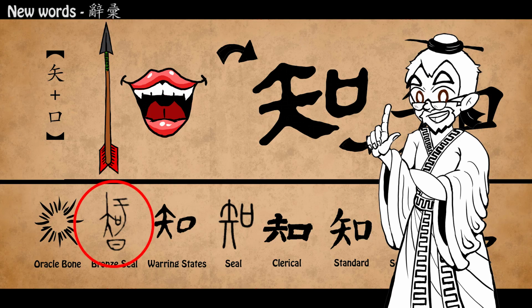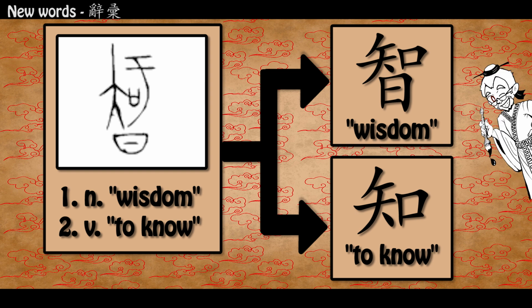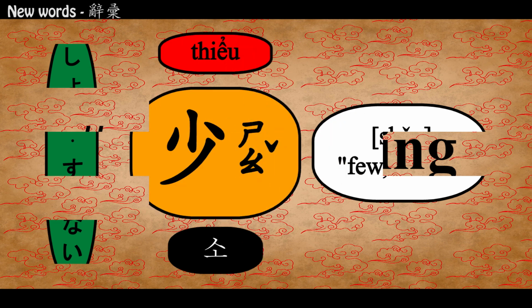Nerd note! Sharp-eyed scholars will be wondering what's up with the bronze seal character. The long and short of it is that zhi, to know, and zhi, wisdom, were once written the same, so the bronze seal is the character zhi, wisdom, borrowed to write zhi, to know. Since zhi, wisdom, appears in the TCC, you'll have to wait for a later episode to get the full telling of that character. Hashtag sequel baiting.